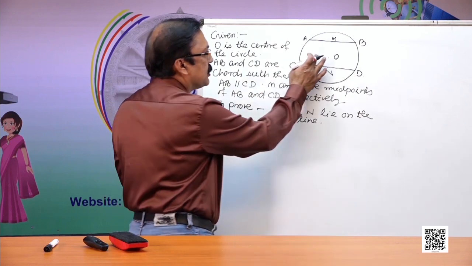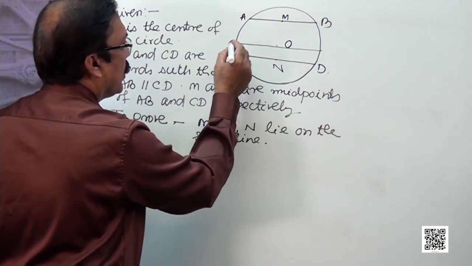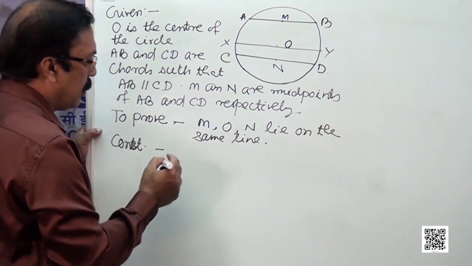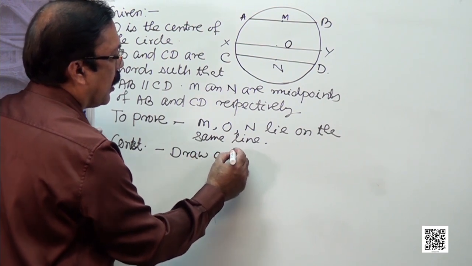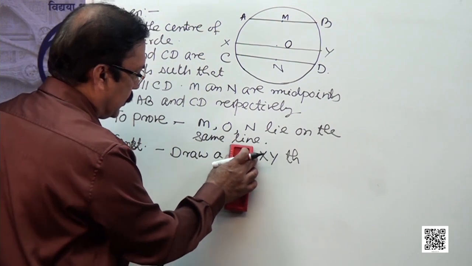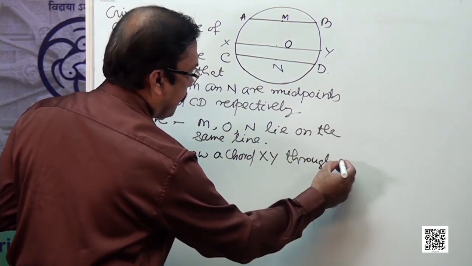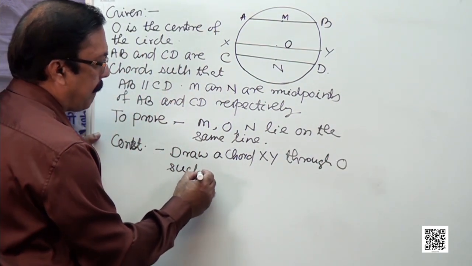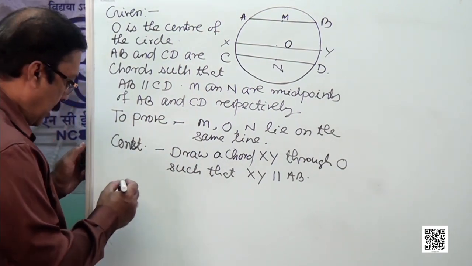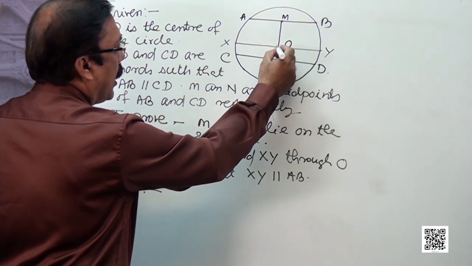Now to prove this, let's have a construction, that is draw a line parallel to AB through O, say XY. So the construction is like this. Draw a chord XY through O such that XY is parallel to AB. Now join OM and ON.